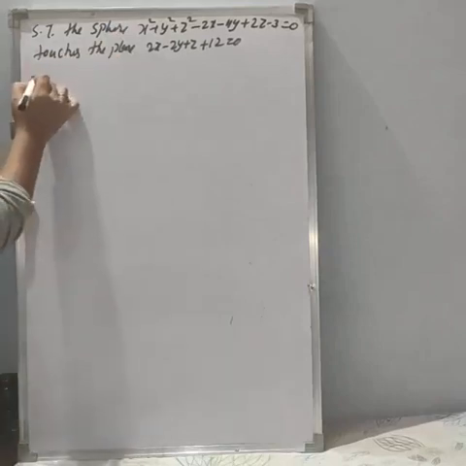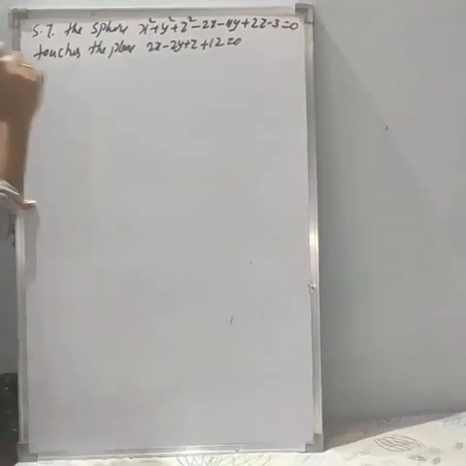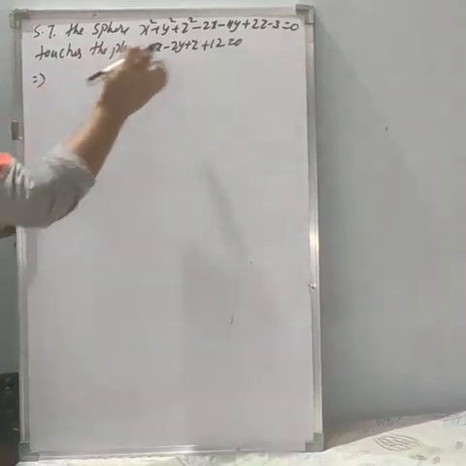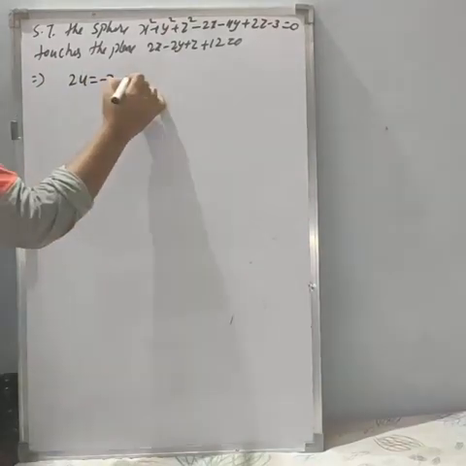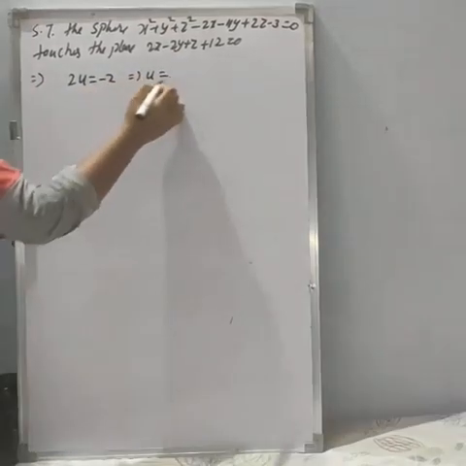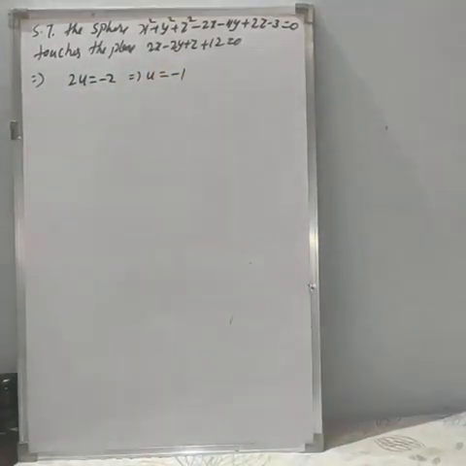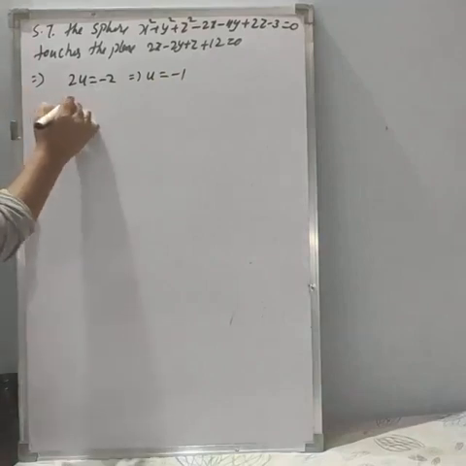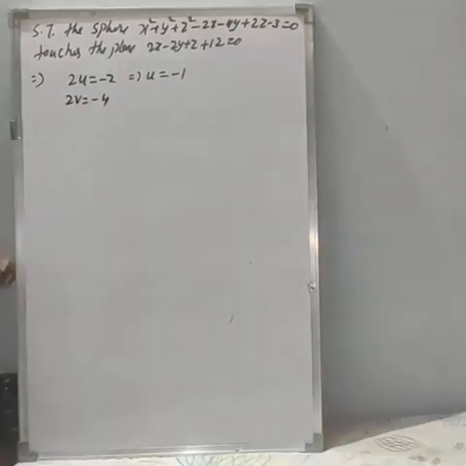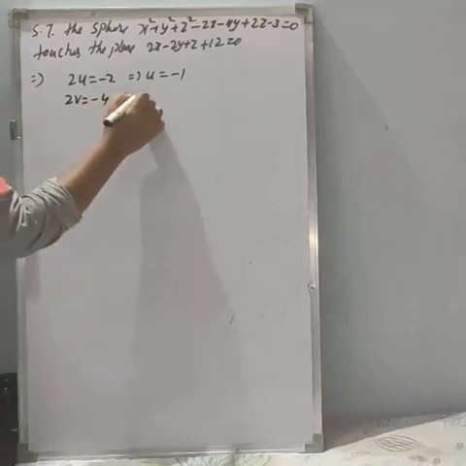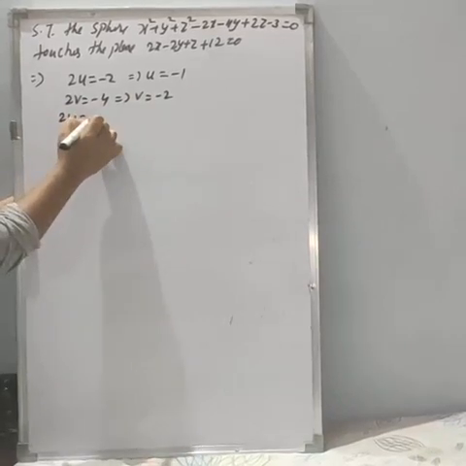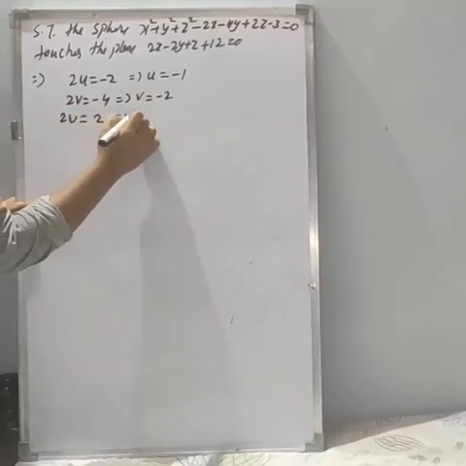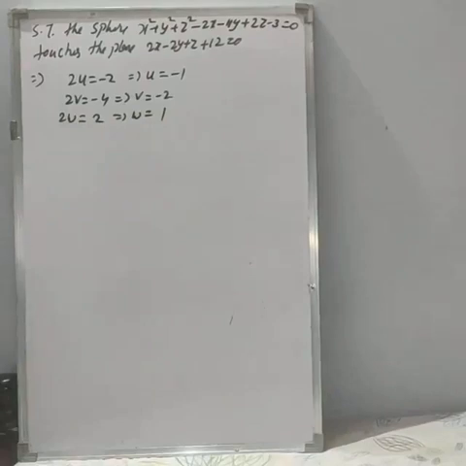So first we have to find the center and radius of the given sphere. How will we find the center? To find the center, we want the values of u, v, w. The coefficient of x is denoted as 2u, so 2u is equal to minus 2, that implies u is equal to minus 2 by 2, that is minus 1. Next, 2v is equal to the coefficient of y, that is minus 4, so v is equal to minus 4 by 2, that is minus 2. And 2w is equal to the coefficient of z, that is 2, that implies w is equal to 2 by 2, that is 1. So the values of u, v, w are minus 1, minus 2, 1.